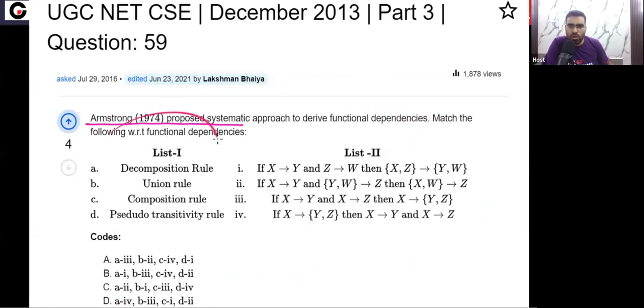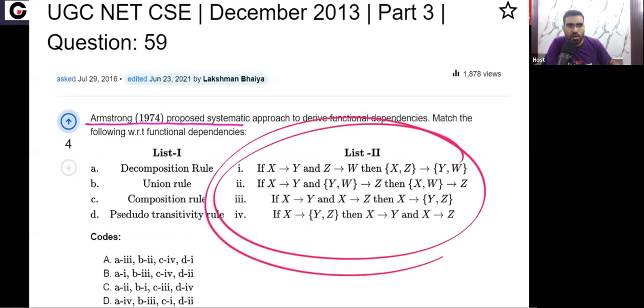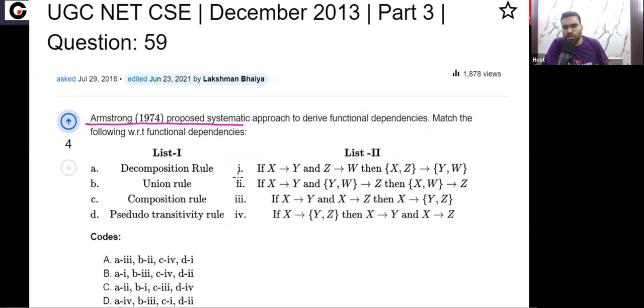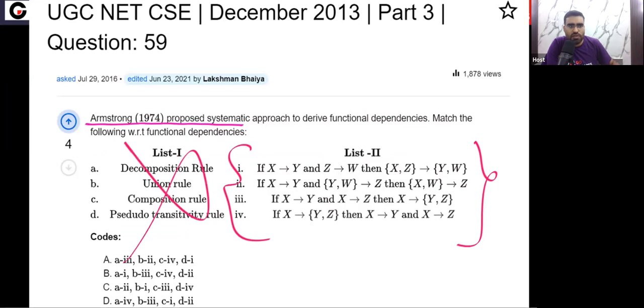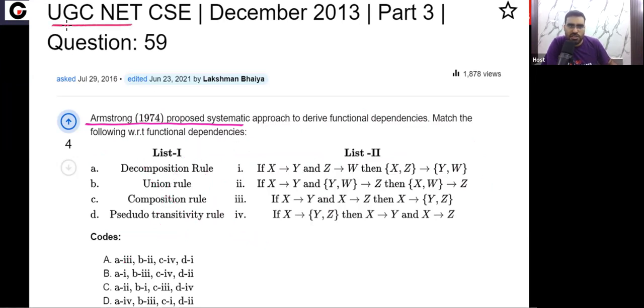Assume you don't know the names of these rules, because these are not Armstrong rules. All of them are not Armstrong rules. So let's assume you don't know the names of these rules. You know that yes, these are valid, and you can easily prove that with the help of closure. But let's assume you don't know the names of these rules. Then how will you solve this particular question if you are sitting in the UGC NET exam?